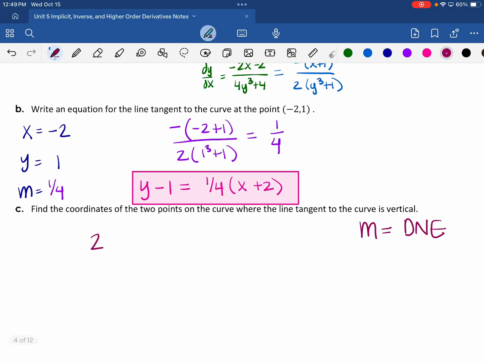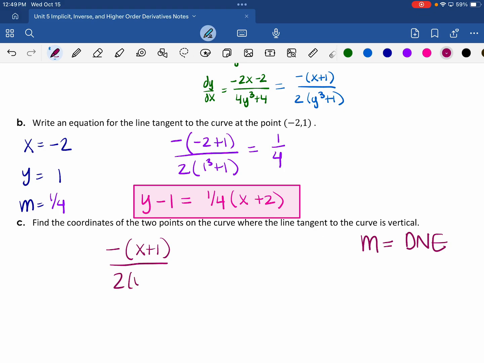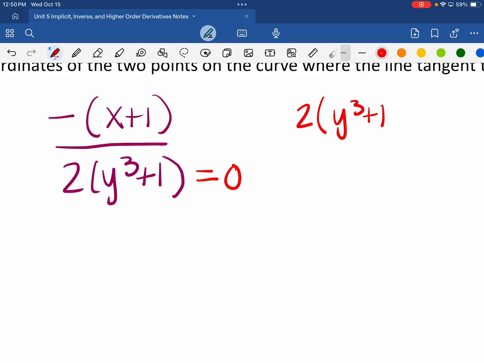So if I'm going to take my derivative and set it equal to undefined, that's not super helpful. So what has to happen for this to be undefined? The bottom has to be 0. So we are going to just set the bottom equal to 0. So 2y cubed plus 1 equals 0. When you divide by 2, you still get 0. What would be your next thing?